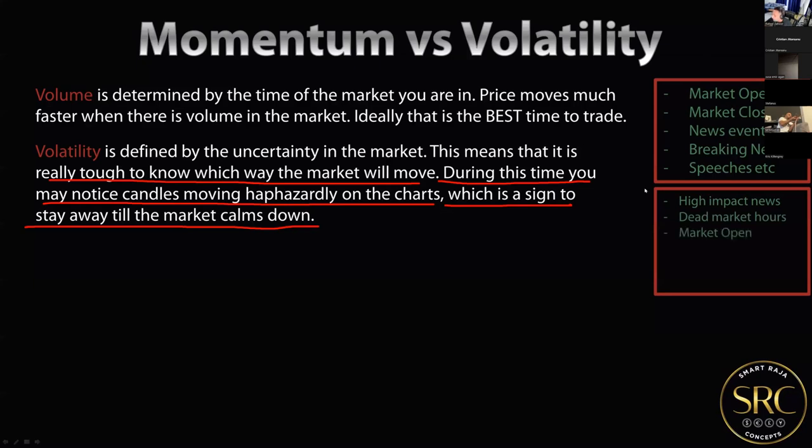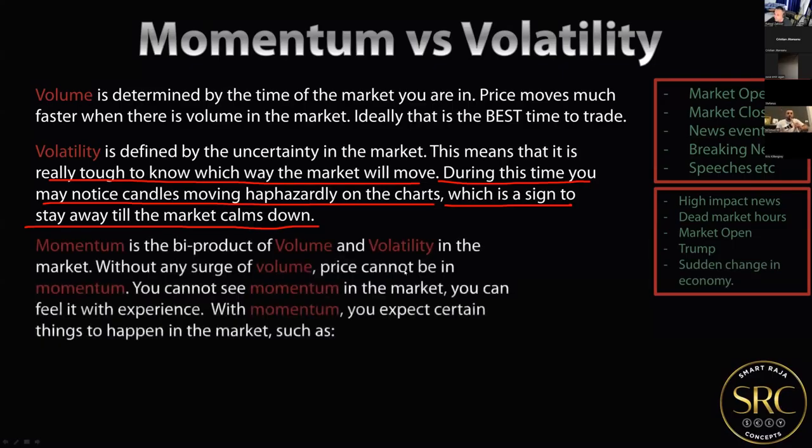Dead market hours, market open, Trump, it used to bring a lot of volatility. Sudden change in economy, that brings a lot of volatility. Now, momentum is the byproduct of volume and volatility in the market. Without any volume, price can never be in momentum. Momentum is not measured by an amount of pips. Momentum is basically measured by the amount of movement there is in the market.